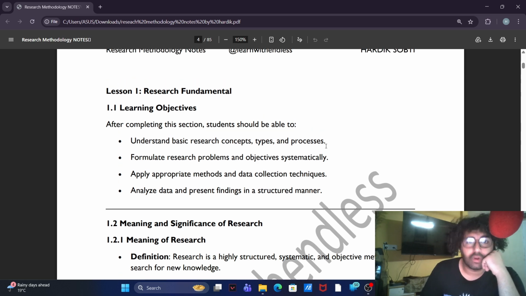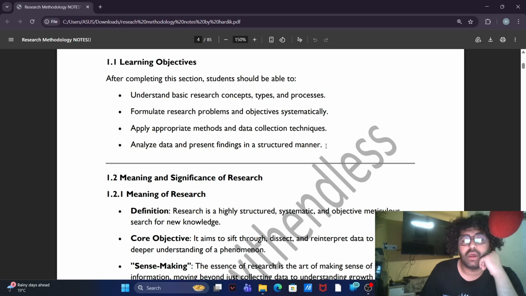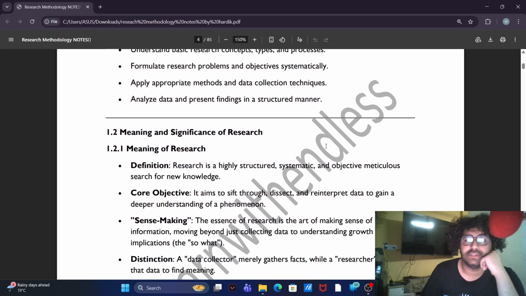Unit 1 or Lesson 1: Research Fundamentals. Its learning objectives. After completing this section, students will be able to understand basic research concepts, types, and processes, formulate research problems and objectives systematically, apply appropriate methods and data collection techniques, analyze data and present findings in a structured manner.